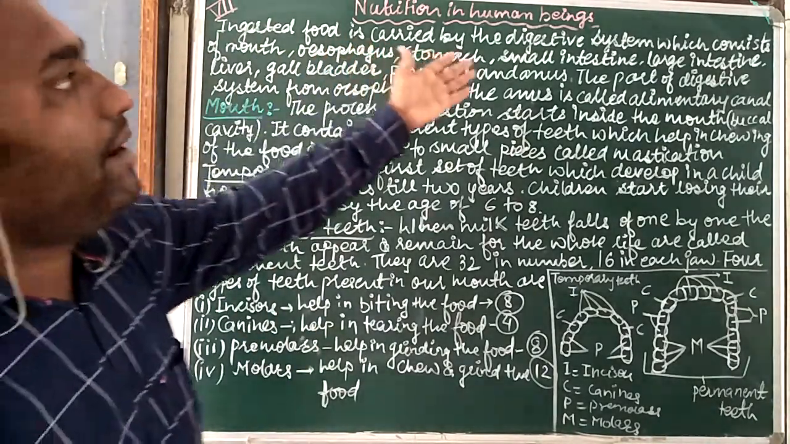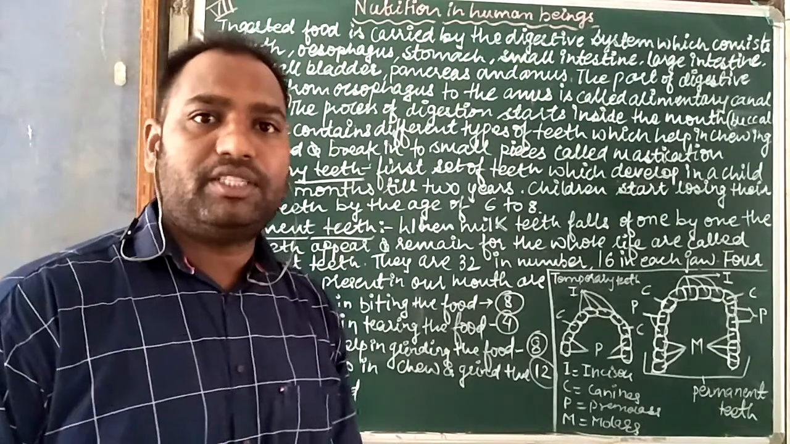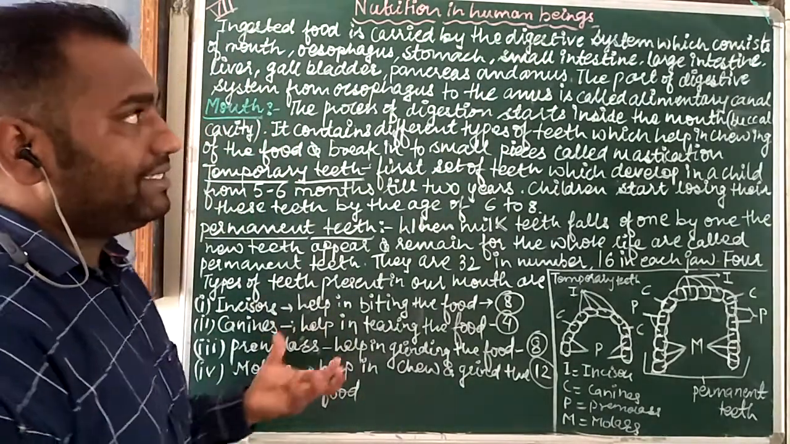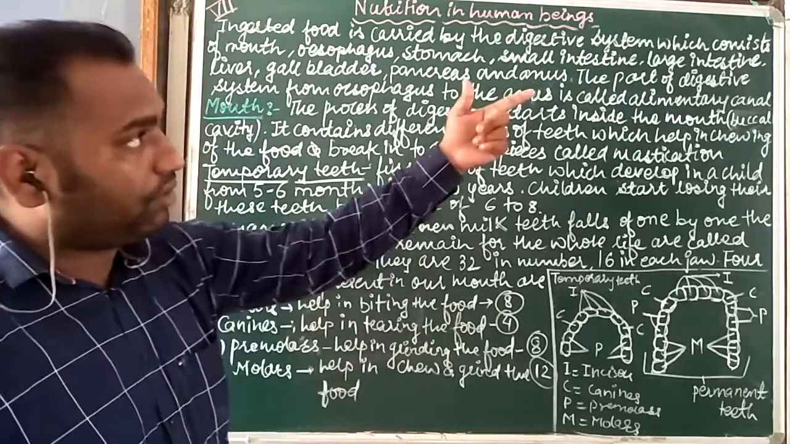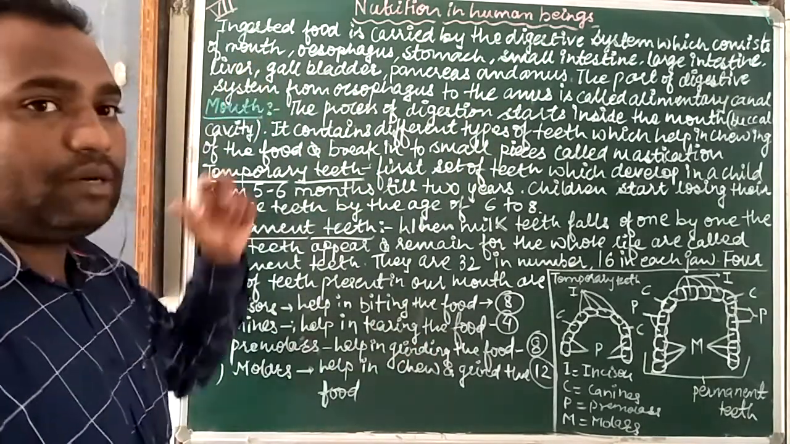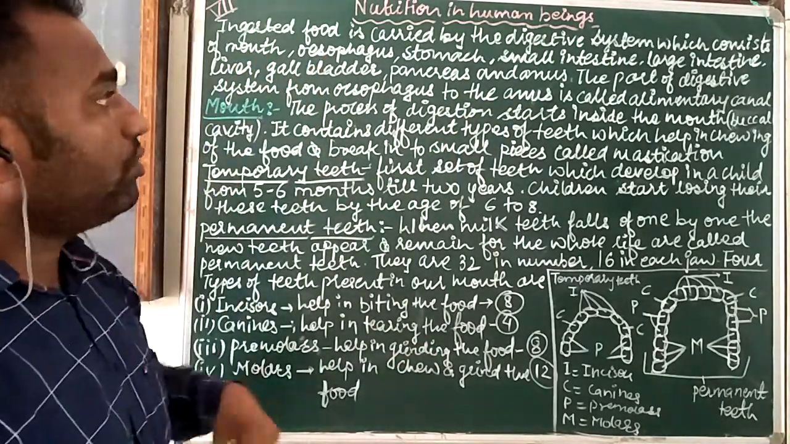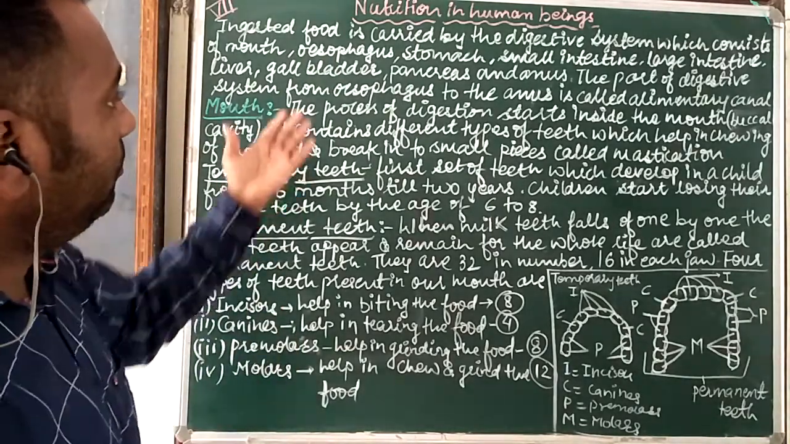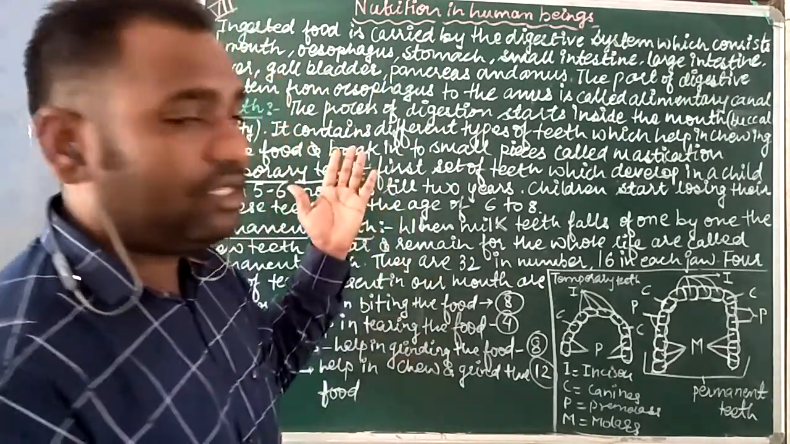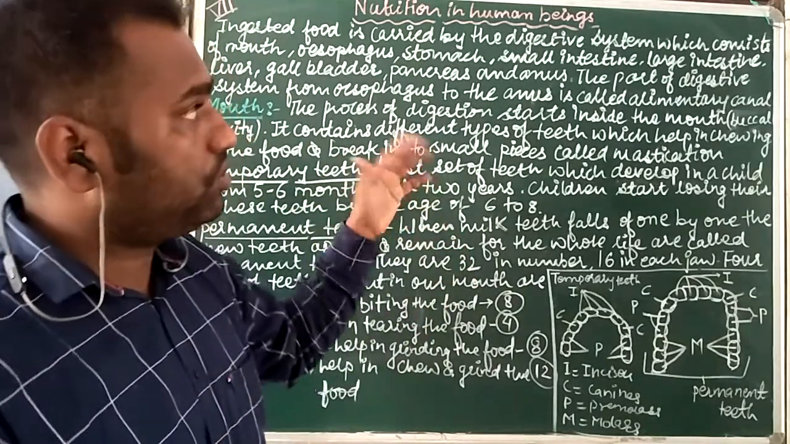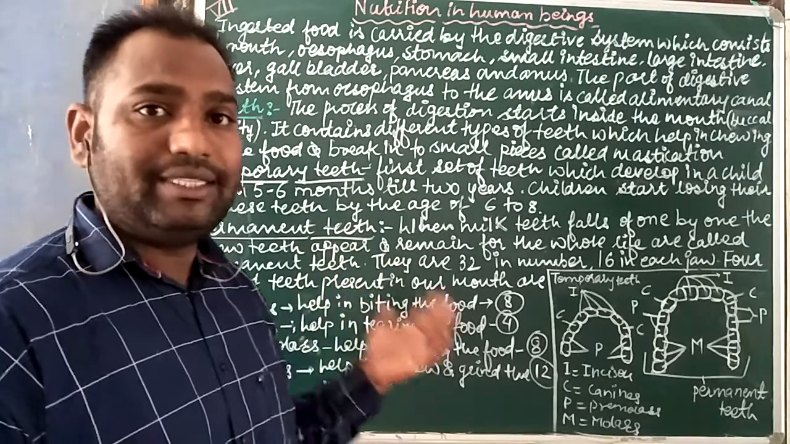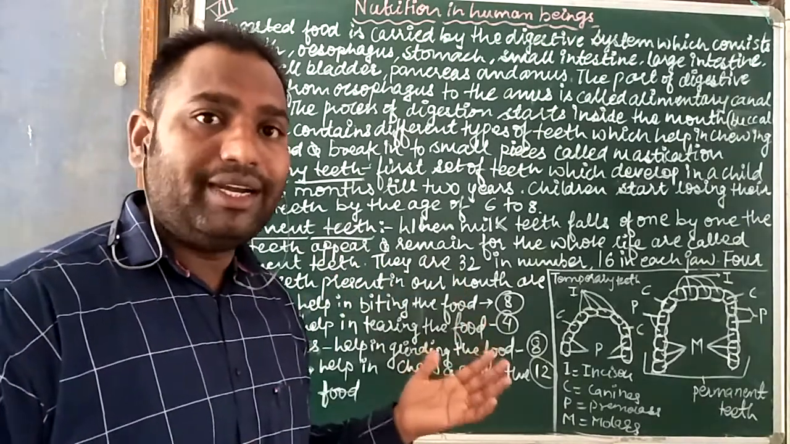Ingested food is carried by the digestive system. The digestive system consists of the mouth, and then the esophagus, that is the food pipe inside, and then the stomach. It means this is the way food goes downward in our body when we ingest food, when we have already taken this food.